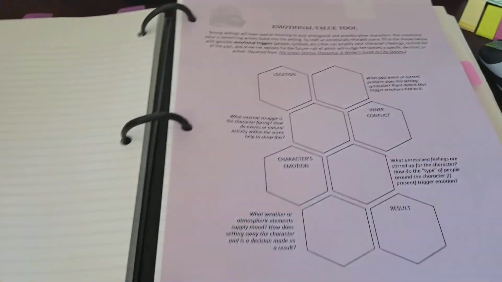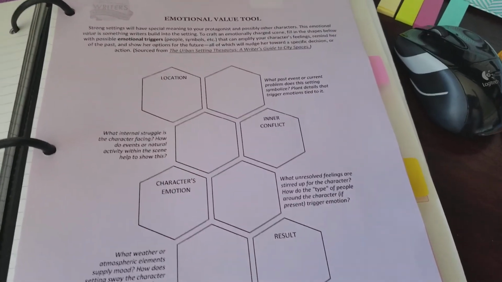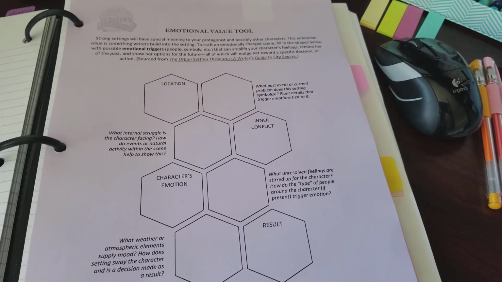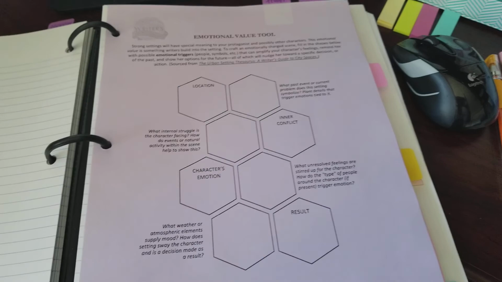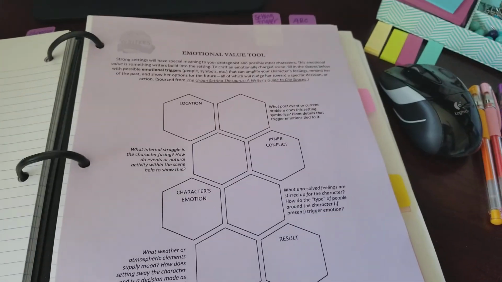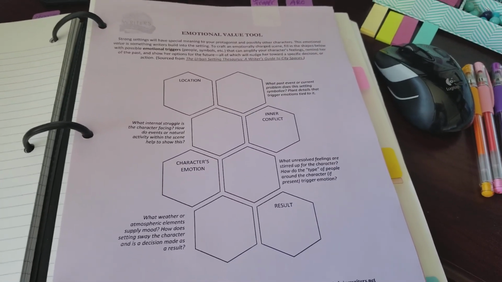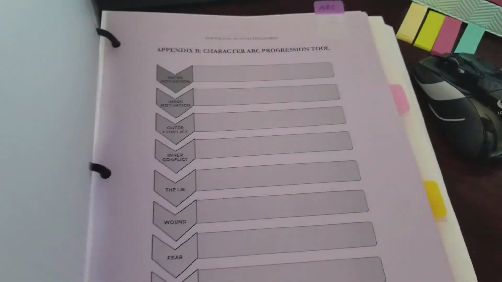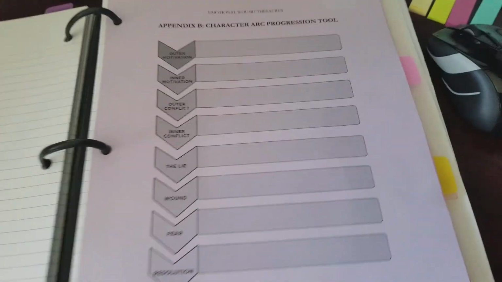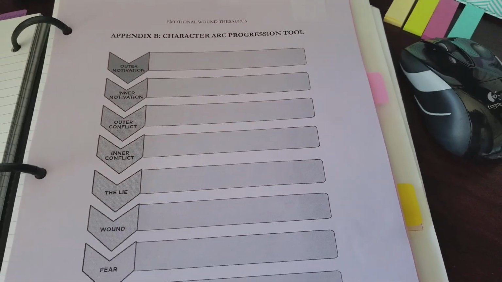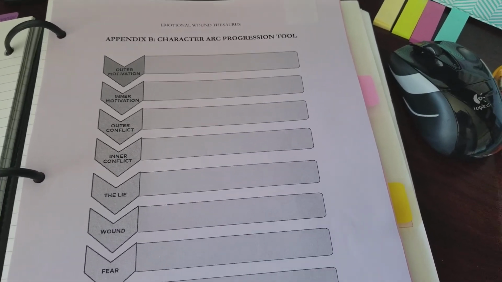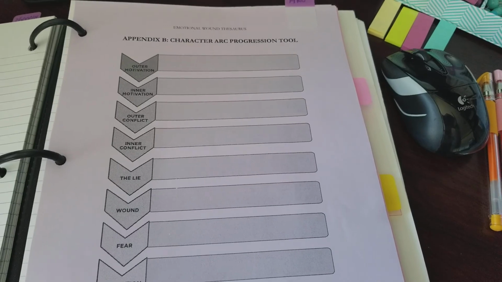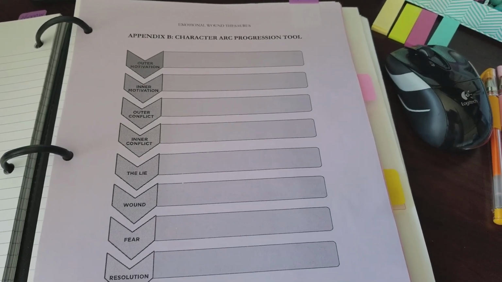And then this is something I'm going to be working on next. I will fill these out as I continue through my Preptober. This is an emotional value tool, which again you can print out from One Stop for Writers. And this was really cool. This is a link which I believe is going to be available once the Emotional Wound Thesaurus is available in general at the end of the month.